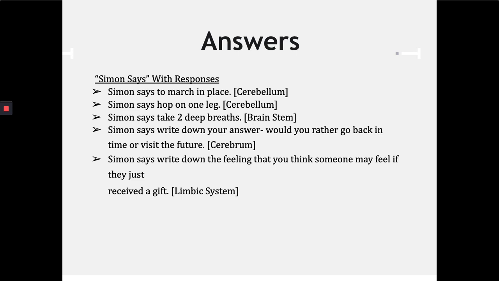Simon says take 2 deep breaths. For this part, you would be using the brainstem, because this is a basic automatic function of taking a deep breath. If Simon says to write down your answer, would you rather go back in time or visit the future? You would be using the cerebrum, because this is for critical thinking and decision making. If Simon says write down the feelings that you think someone may feel if they have just received a gift, you would probably be using the limbic system, since this is for emotions.